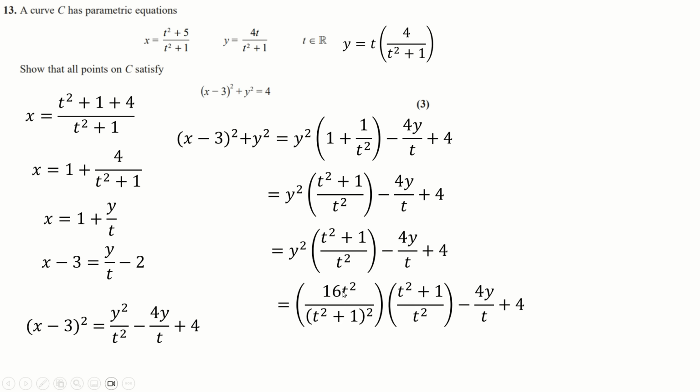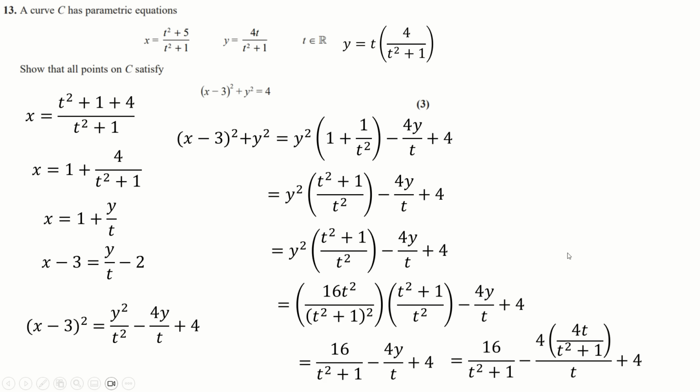This cancels with this a little bit. This cancels with this a whole lot. You end up with this. Y is just this thing here. Of course, this can go down to the bottom. This t cancels with this t. 4 times 4 is 16. So this cancels with that, and you're just left with 4, which is the right-hand side. And we're done. And maybe that's enough to get that sent to the examiner.